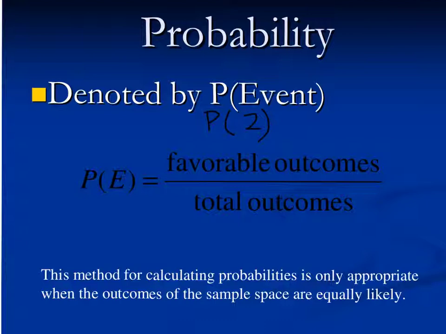And it's important to note that this method for calculating probabilities is only appropriate when the outcomes of the sample space are equally likely. So like if I'm rolling a die, I have an equal chance of getting any number because there's one number on each side of the die.